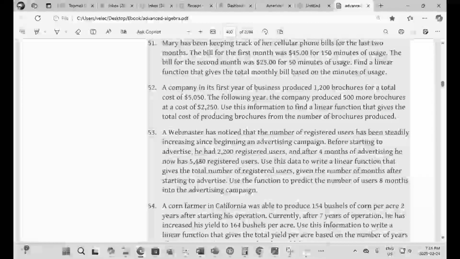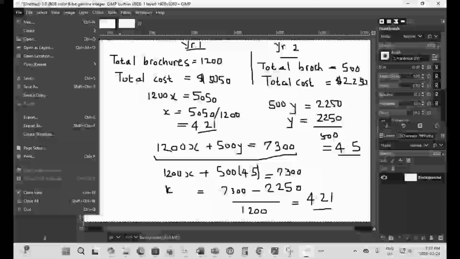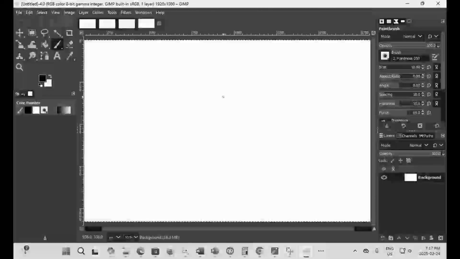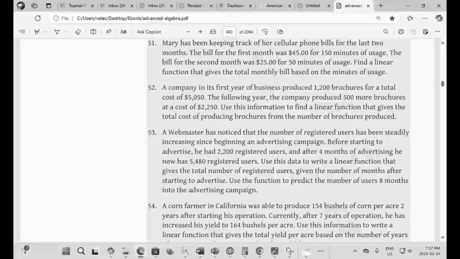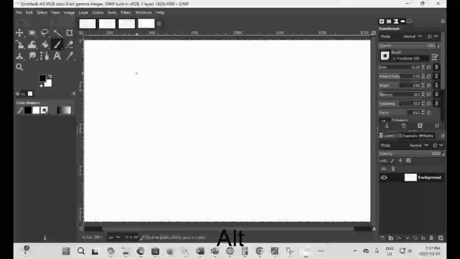All right, let's move forward with this equation. So we know that you had 2,200 registered users initially, and this number went up to 5,480. First and foremost, we can figure out the increase in the number of registered users. Take an example over here. We know that you had 2,200 and this number went up to 5,480.